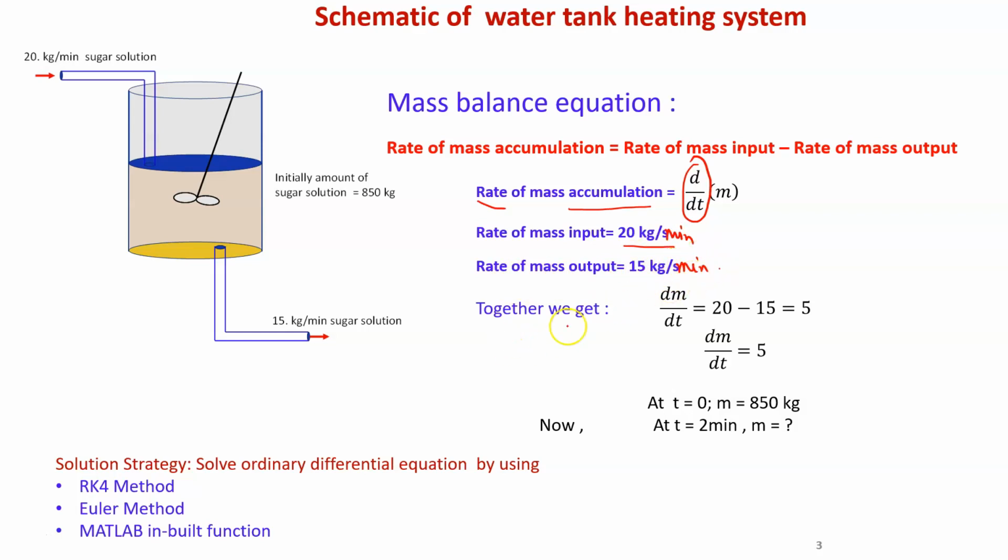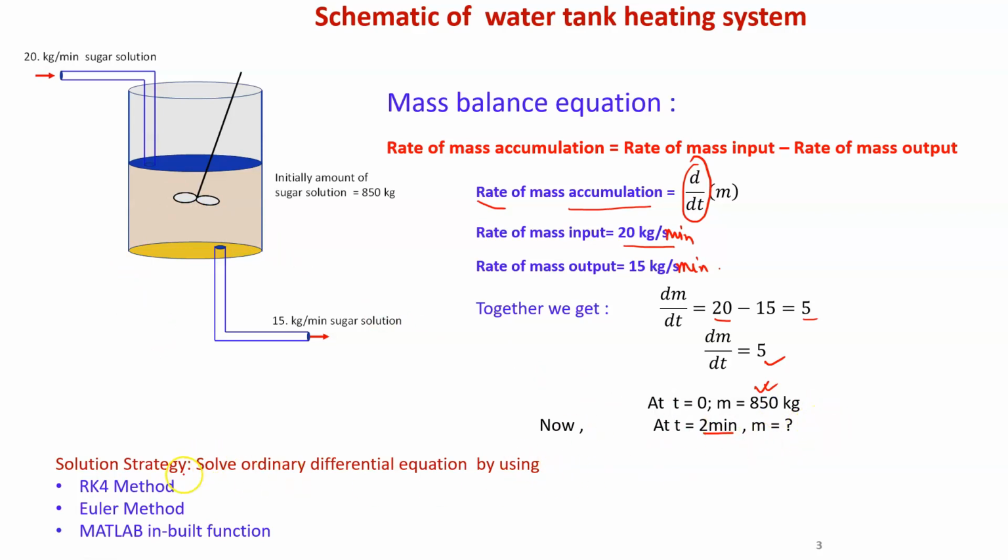Okay, and then together if we write, what will be the equation? dm by dt is equal to 20 minus 15 is equal to 5. So dm by dt is equal to 5. Now the condition is at t equal to 0, m is 850 kg, meaning initially there is 850 kg of sugar solution in the tank. Now after t equal to 2 minutes, what will be the m? That we have to solve.